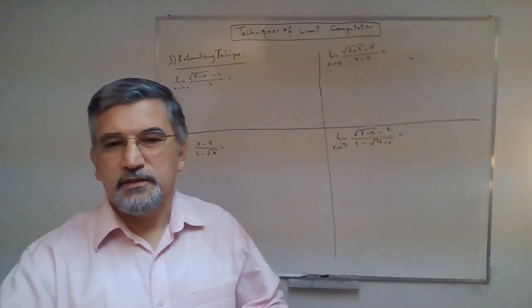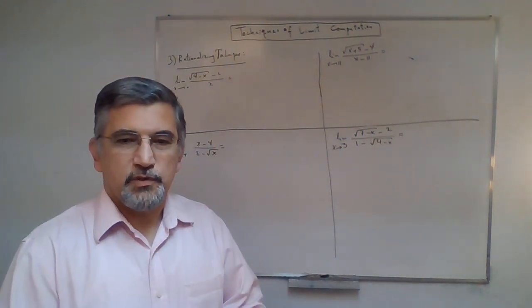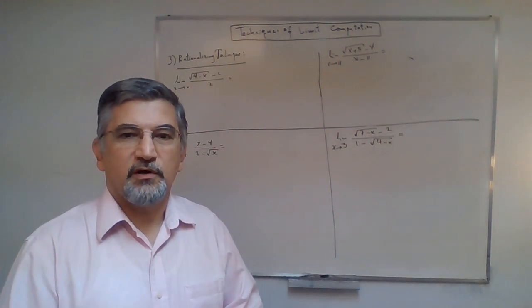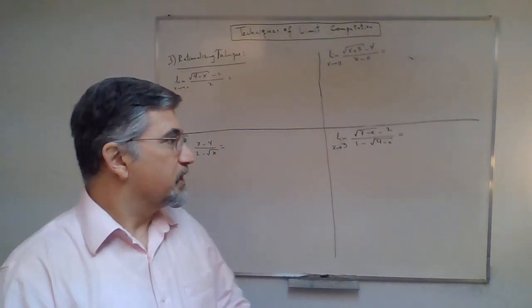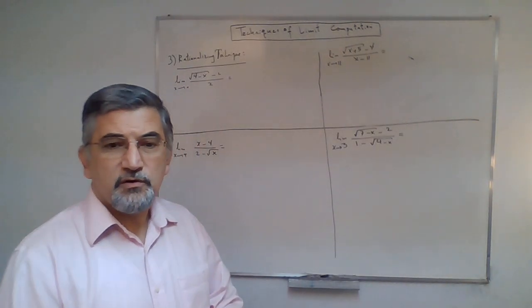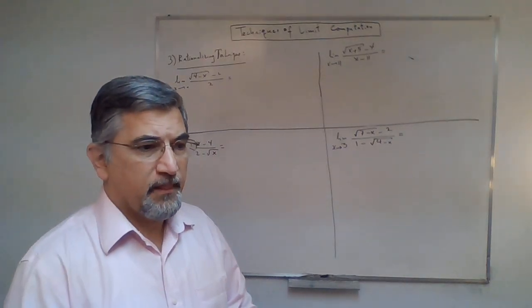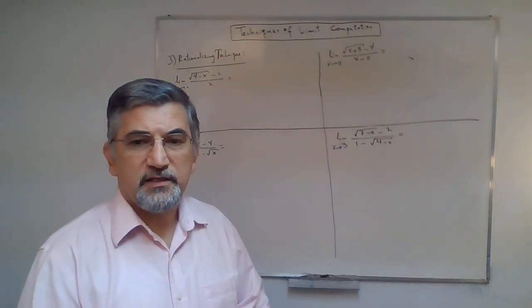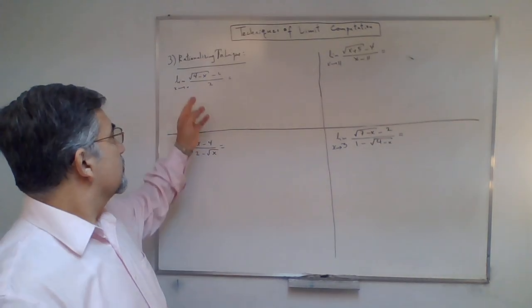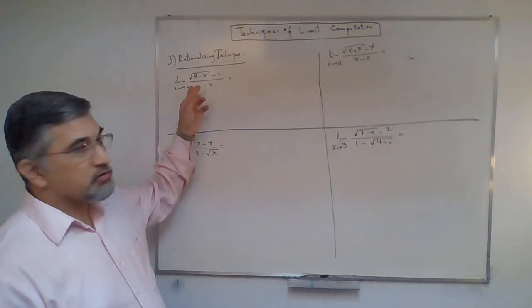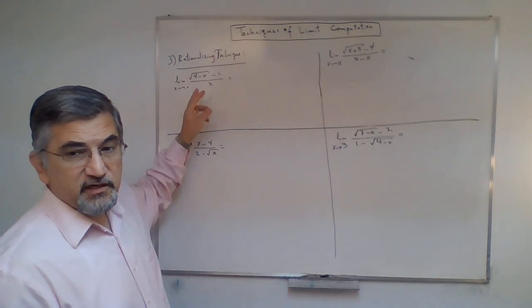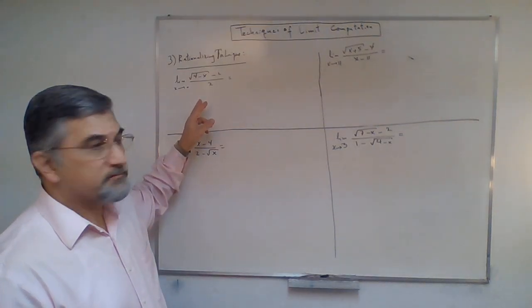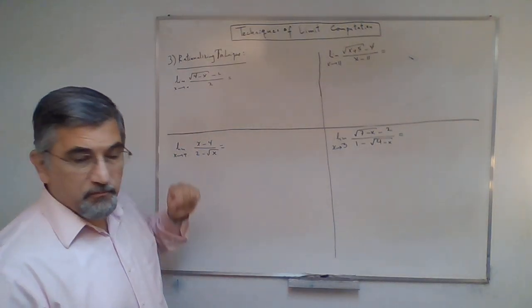Hello everyone. We want to continue with the lectures on the topic of limit computation, and this time we are dealing with some functions where radicals are involved. We want to find the limit of square root of 4 minus x minus 2 in the numerator divided by x in the denominator when x approaches 0.